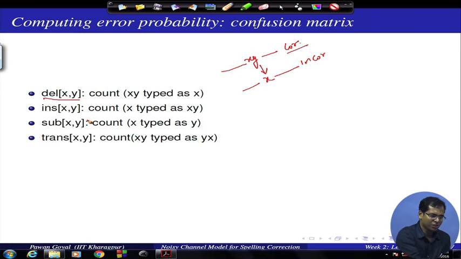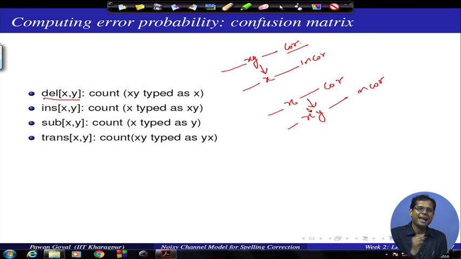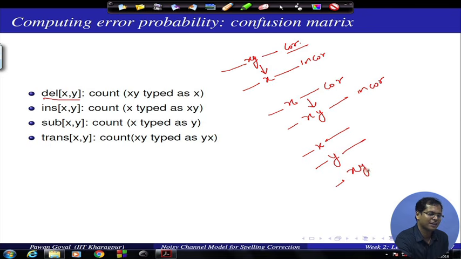Similarly, what happens in insertion? I had x in the correct and I inserted y in the incorrect. So this is the case of insertion. Substitution: x got typed as y. So I had x in my correct string, it got typed as y in my incorrect string. And what is transposition? Again, xy in the correct got typed as yx in my incorrect. So these are the 4 different possibilities if I am having only one edit operation between the 2 strings.